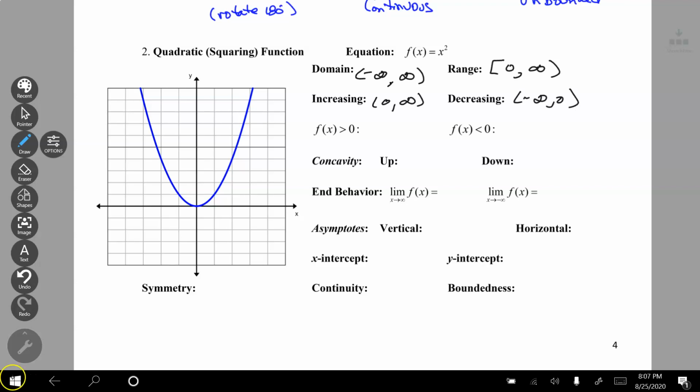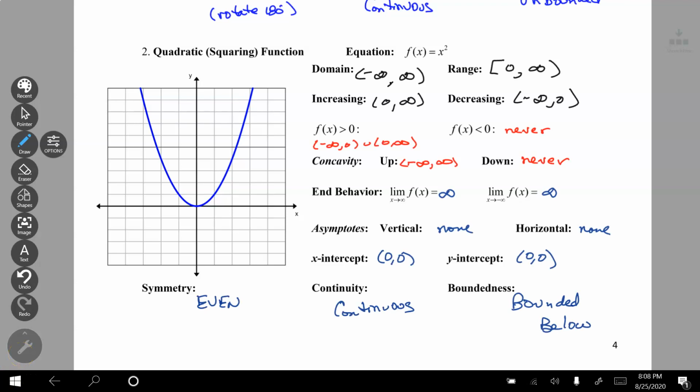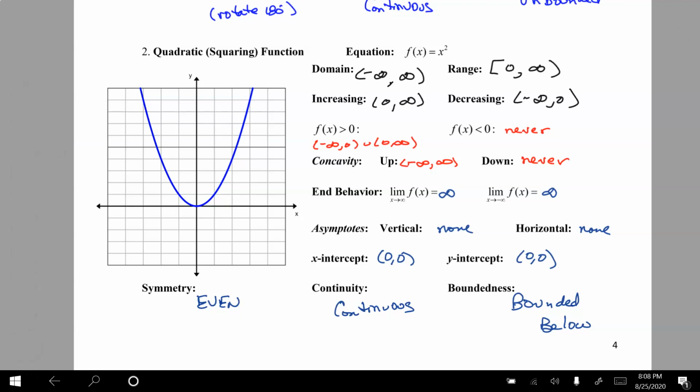I'm going to pause it and do the rest. So I filled in the rest of the information. The big thing is that it's an even function. It's bounded below. You can see there's nothing below the x-axis. It is only above the x-axis almost the whole time except at the point (0, 0). So I just did not include that.